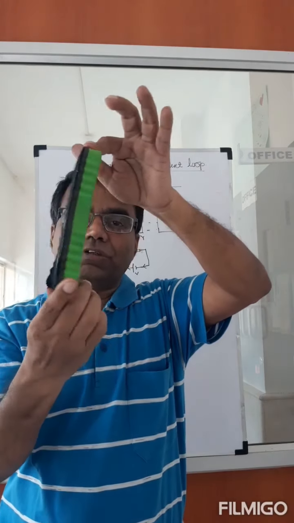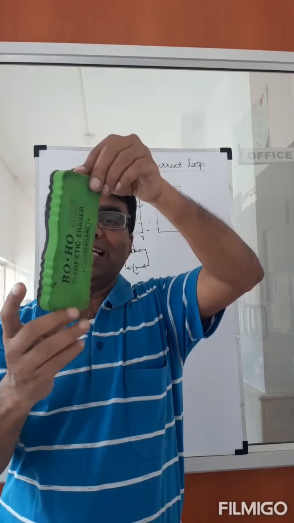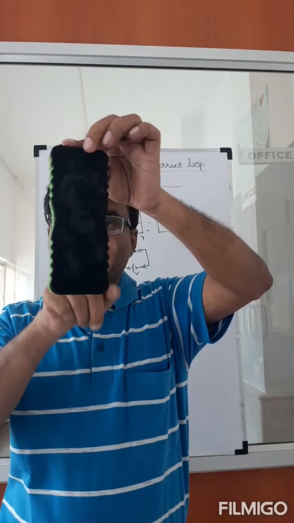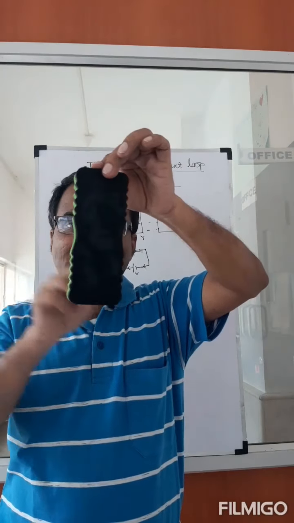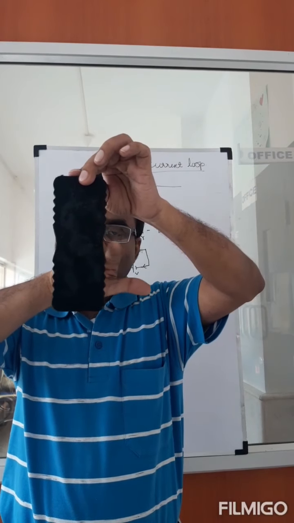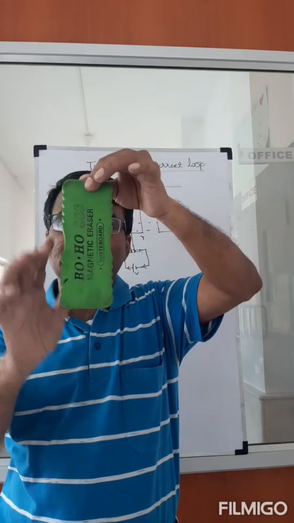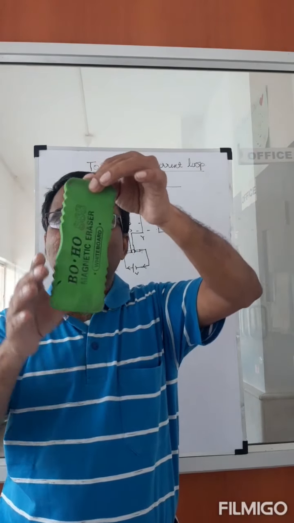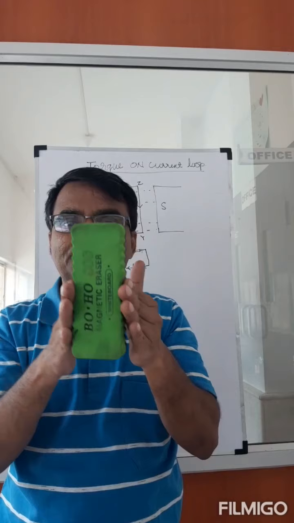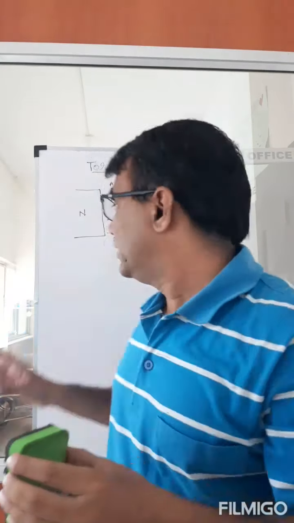So it will continue to rotate. Again, as this direction is reversed, as it comes here, the direction of the current here would be reversed as it comes here. So the coil will continue to rotate. So your slip rings do that for you.